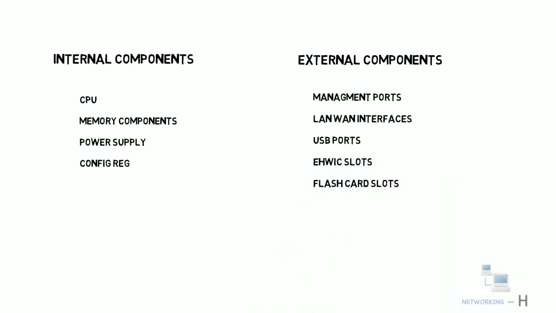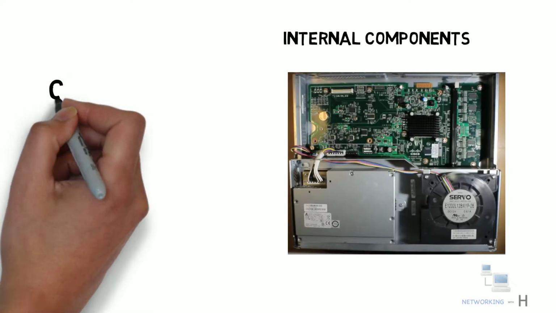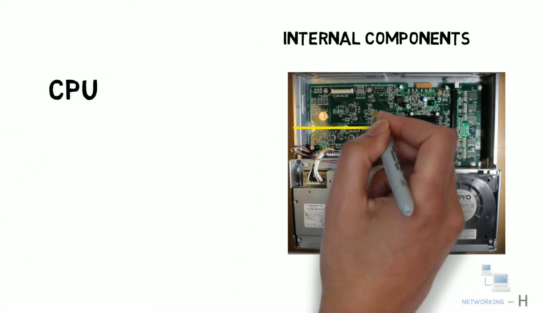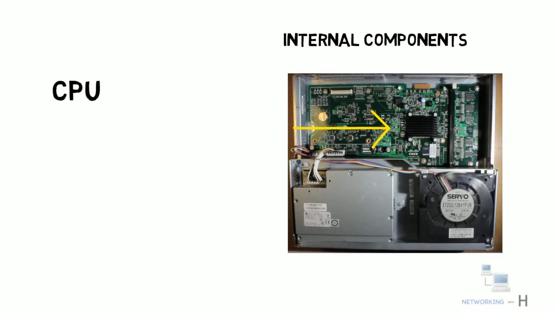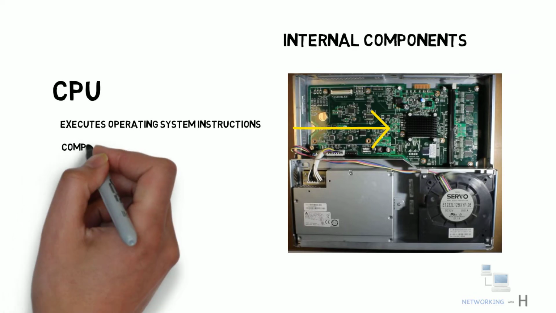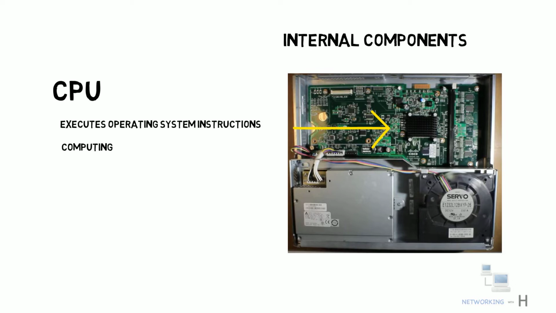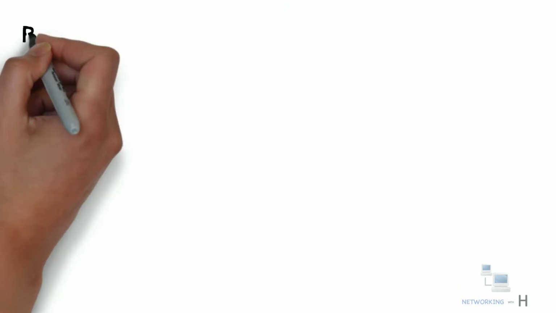Let us have a brief overview of each major component, starting with CPU. One of the major internal components of the router. What does CPU do? It executes operating system instructions. It also does the computing. For example, it executes algorithms such as Dijkstra's shortest path first algorithm for OSPF routing protocol. A lot of things are done by the CPU.